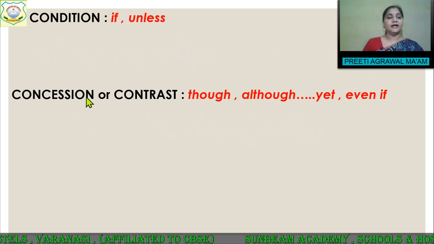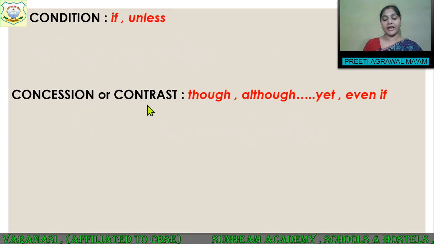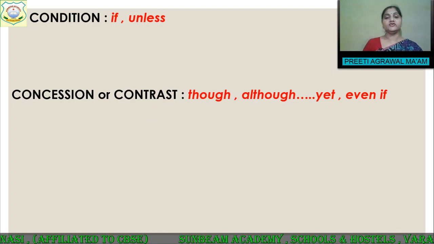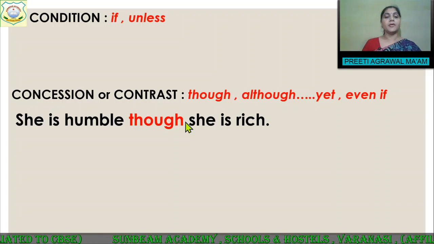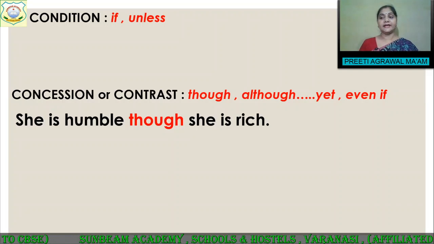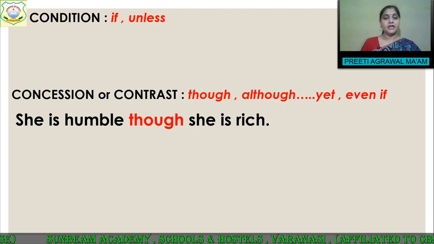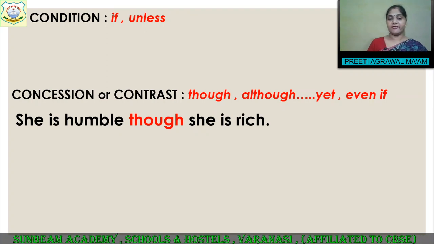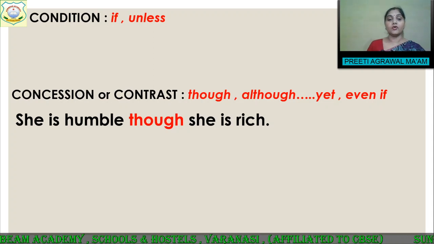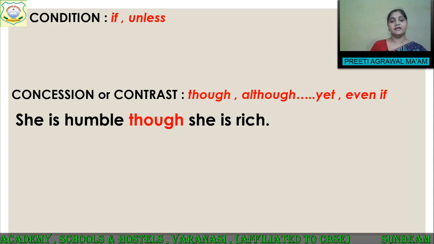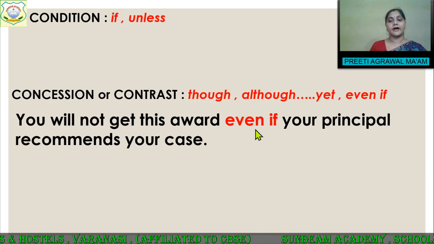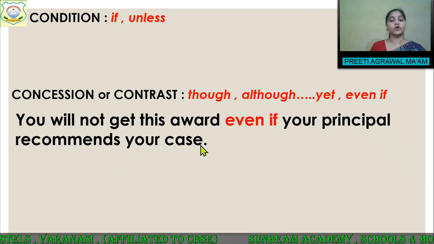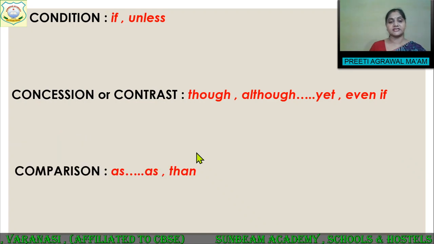See, one more is there, that is concession or contrast. After that, manner will also be there. So you can use here though, although, yet, even if. She is humble though she is rich. Again, there is a contrast. We have read contrast earlier in coordinating conjunctions. Here in subordinating, whenever you have to show contrast, you use these conjunctions. Next one: you will not get this award even if your principal recommends your case. Again, the contrast is there.